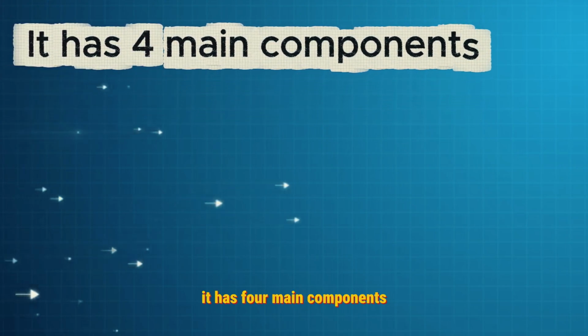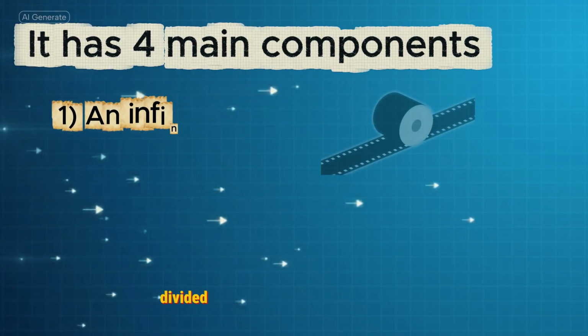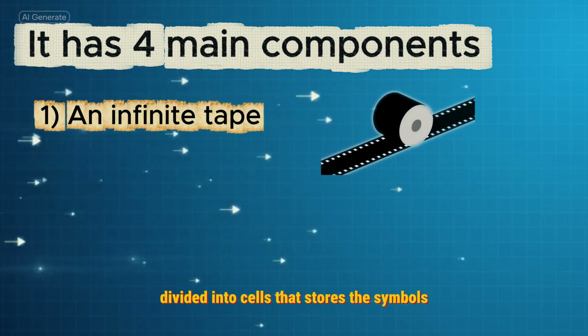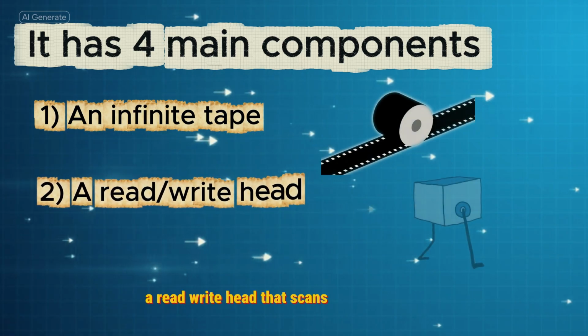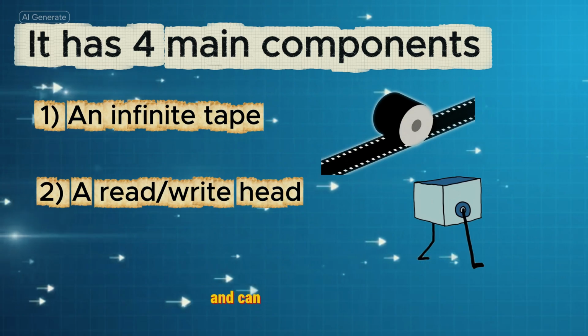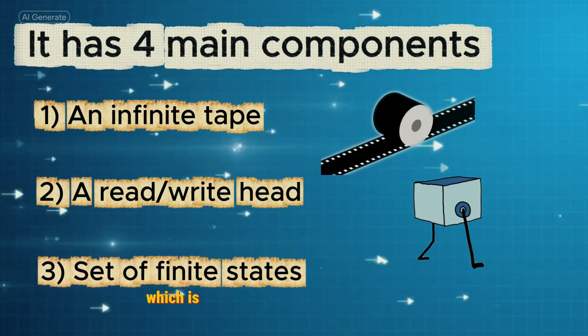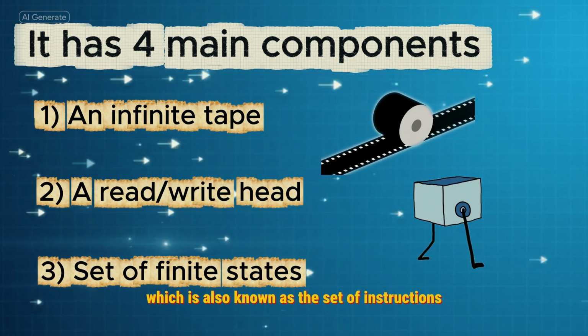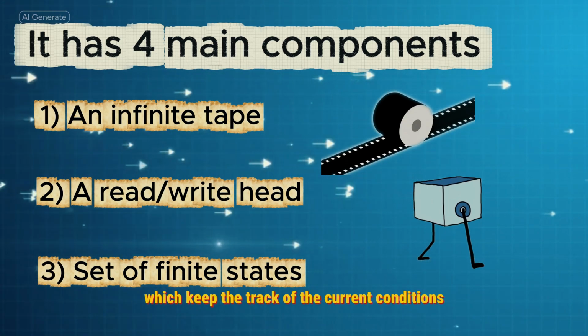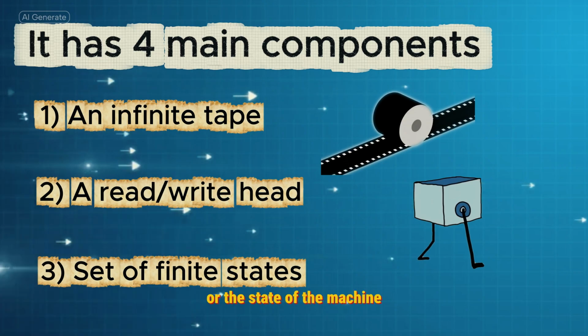So, how does a Turing machine actually work? It has four main components: an infinite tape divided into cells that stores the symbols, a read-write head that scans one cell at a time and can move left or right, and a finite set of states, which is also known as the set of instructions, which keeps track of the current condition or the state of the machine.